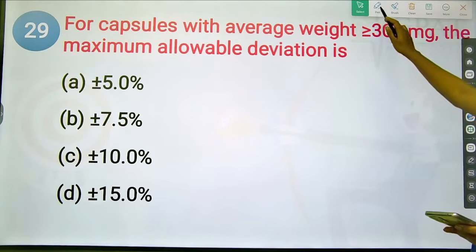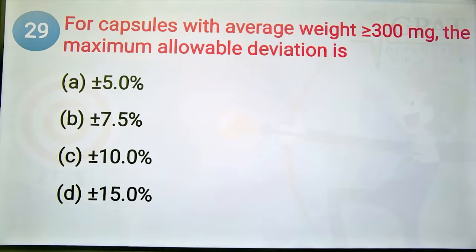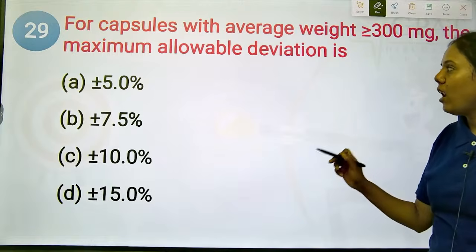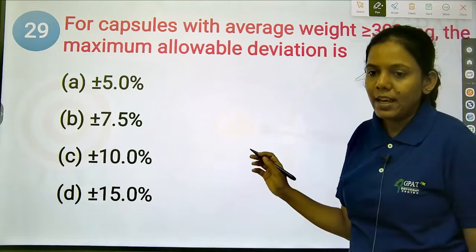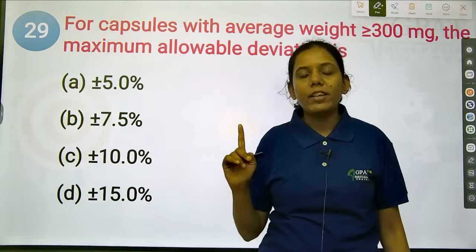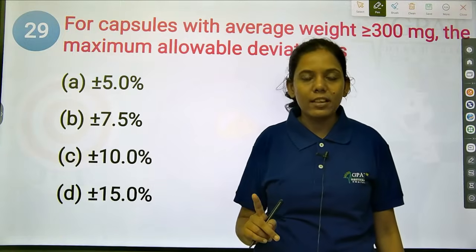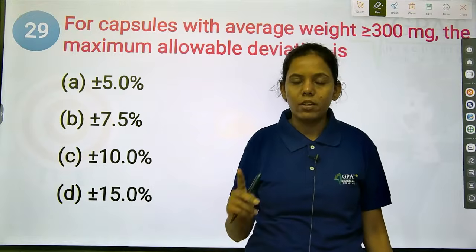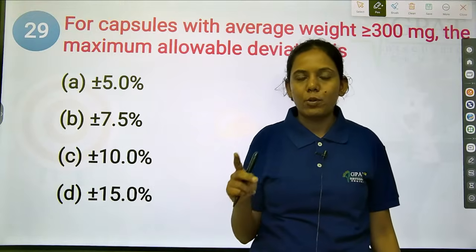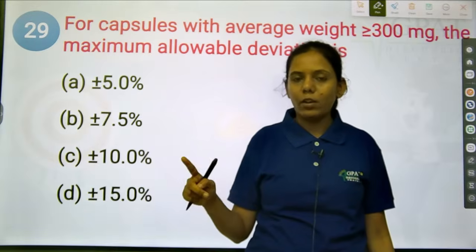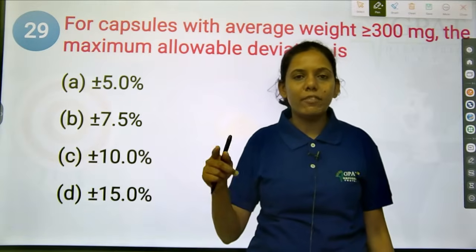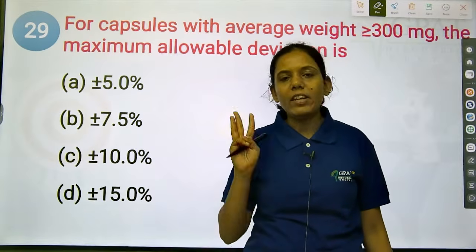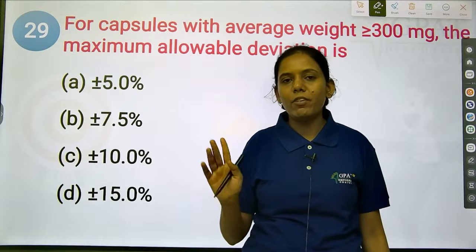For a capsule with average weight more than 300 mg, the maximum allowable deviation is, whether it is your tablet or your capsule, I always tell that the higher the weight, the lesser is the deviation. As you increase the weight of the tablet or the capsule, the deviation keeps decreasing. And the deviation is 3 only, 10, 7.5 and 5.